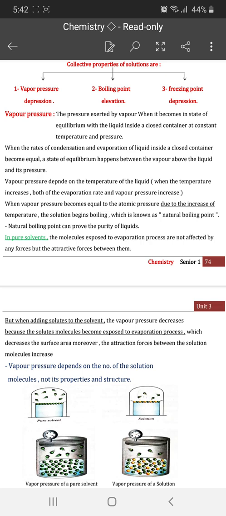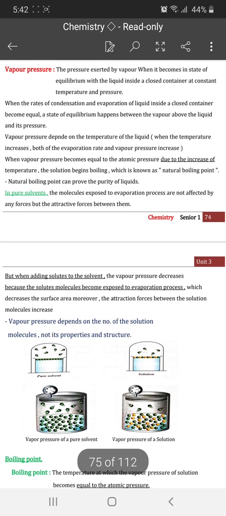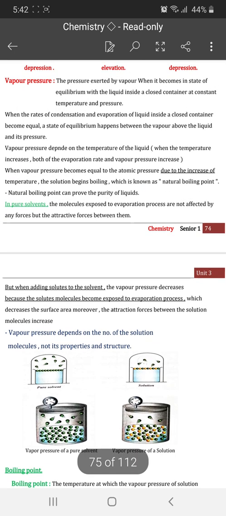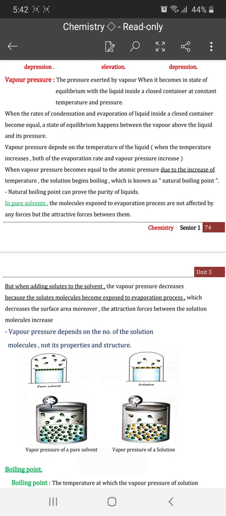We will study what happens to vapor pressure: it will increase or decrease, and also the boiling point, it will increase or decrease, and the freezing point. We'll study what happens to vapor pressure. Let's study what is meant by vapor pressure.